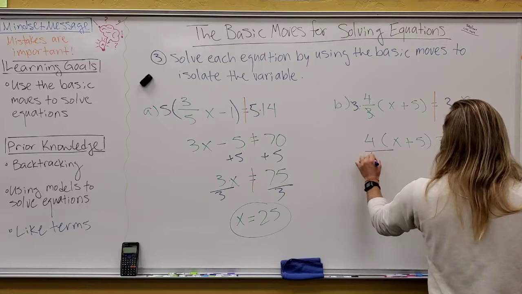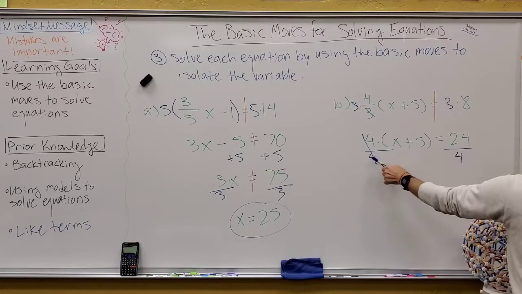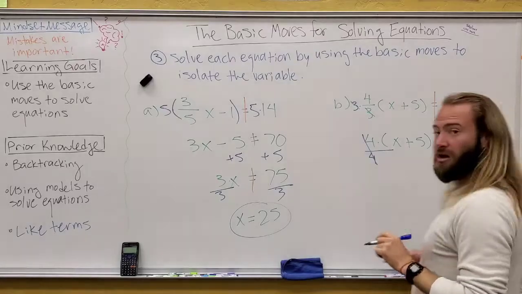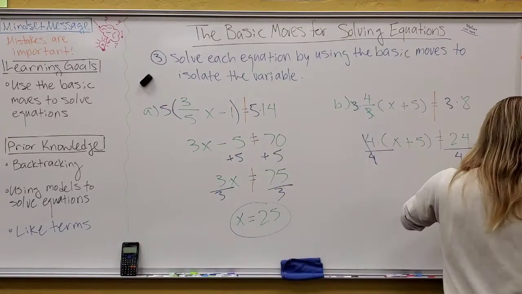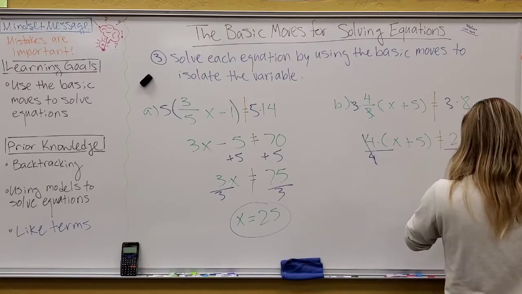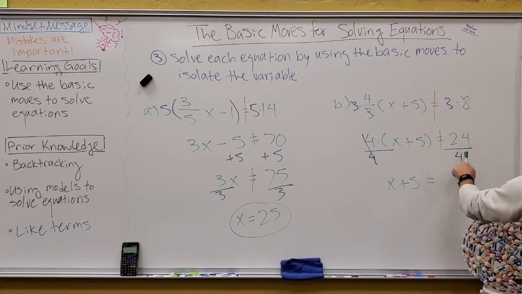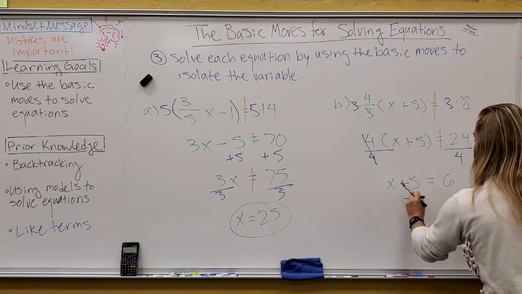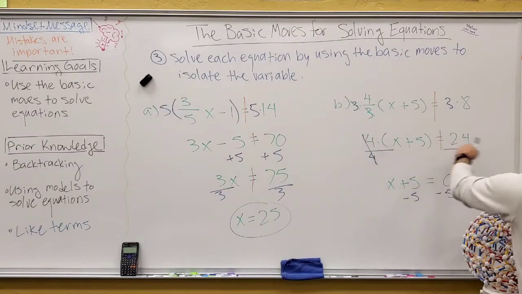We're going to divide by 4 here, because that's being multiplied and that will cancel out. But if I divide by 4, I must divide by 4 on the other side as well. And what we're left with is just x plus 5 over here. And 24 divided by 4 is 6. And you can probably see what the solution is at this point, because you can just do it in your head. You might have just been able to do this in your head too.